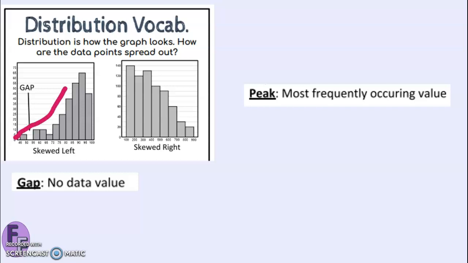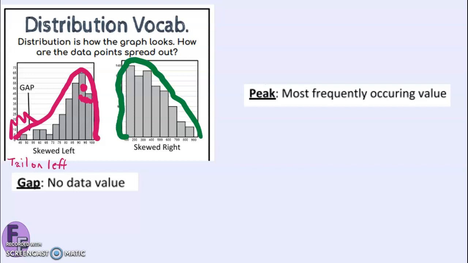This graph, however, if we look at where the numbers are grouped together, the tail of the graph is to the left. So we call this graph skewed left. The graph on the right side is considered skewed right because the tail of the graph is to the right. This is one way to remember the difference between skewed left and skewed right. It's whichever end the tail would be on.